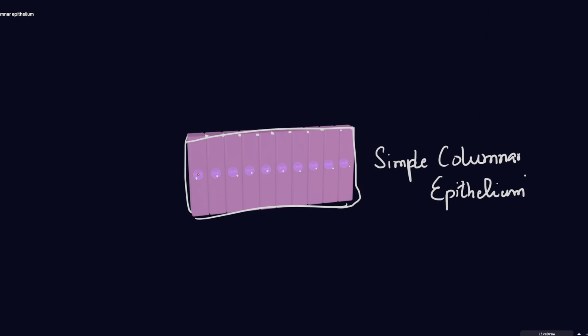It is single strata or single layer. Strata mean layer. So it is single layered and that is why we simply call it simple columnar. If it was cuboidally shaped, then it would be simple cuboidal epithelium.